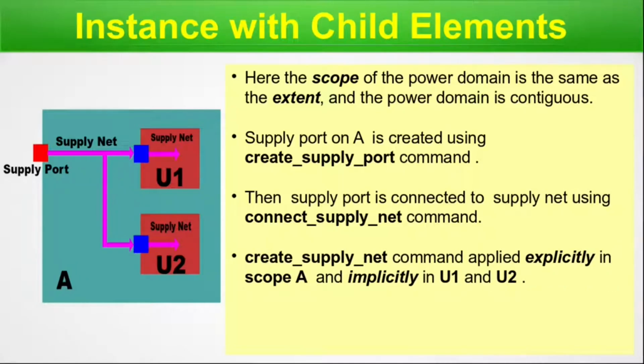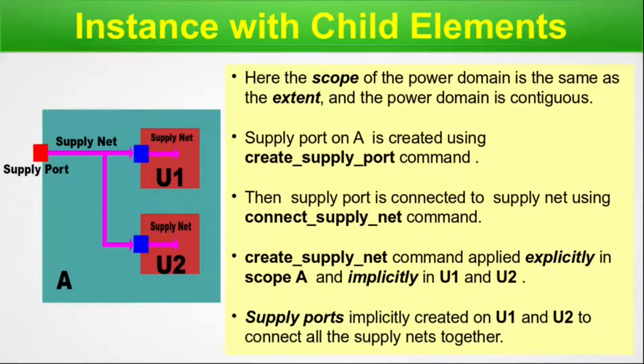The create supply net command is applied explicitly for scope A, that is the top level, and implicitly for U1 and U2. Explicit means we are writing it explicitly in words, and implicit means that by virtue of this command, U1 and U2 are getting the supply net. So these were explicit and implicit words. Next, supply ports are implicitly created on U1 and U2 to connect all the supply nets together. So the blue ports, right, they are implicitly created.